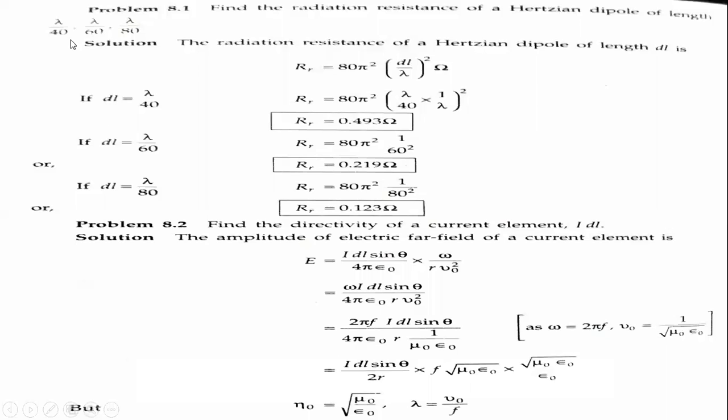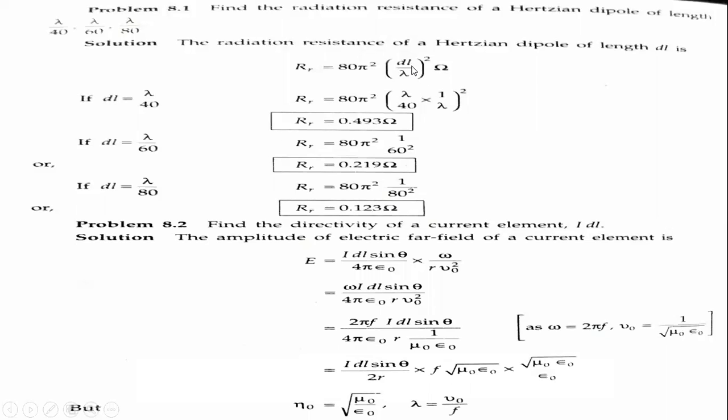Here three parameters are given: lambda by 40, lambda by 60 and lambda by 80. So one by one we are going to substitute the value of dl: dl equal to lambda by 40 one time, dl equal to lambda by 60 one time, and dl equal to lambda by 80, because the dipole length is given. In each situation we need to calculate R_r, that is the radiation resistance. So how is it possible?